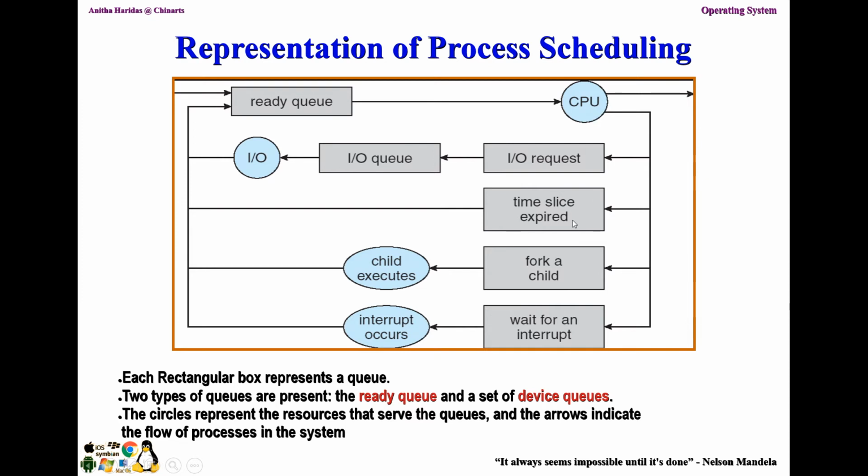Another situation is if the time slice expired. In a time sharing environment, what is done is that each process gets, say, 10 seconds, or 10 nanoseconds, so a time slot will be allocated. For example, if 10 nanoseconds are over for that particular process, what happens after the 10 nanoseconds? The time slice is expired. So what it will do, it will again enter into the ready queue.